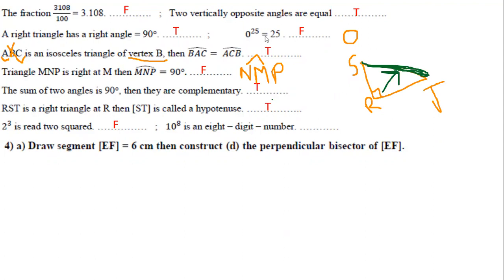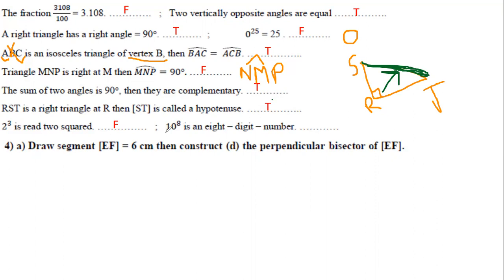Ten to the power 8 is an 8-digit number. True or false? It is true. Look what they mean, Lamar. It's 1 with 8 zeros. Listen to me, Lamar. They mean if you write 10 to the power 8 as a number, in it you have 8 digits or 9 digits.